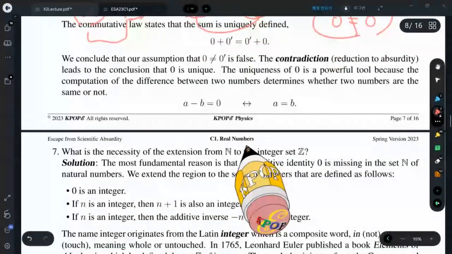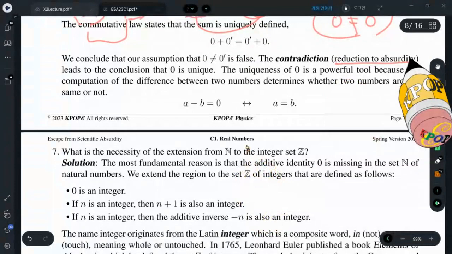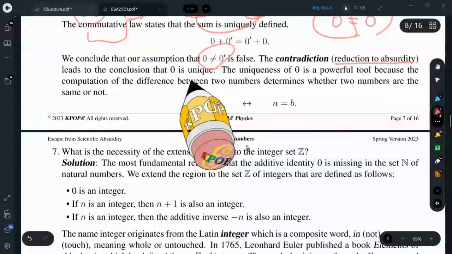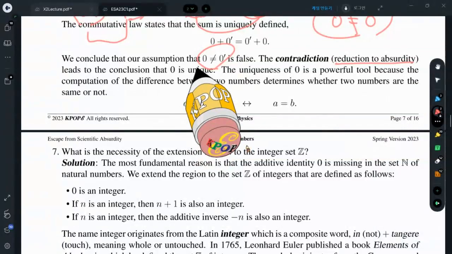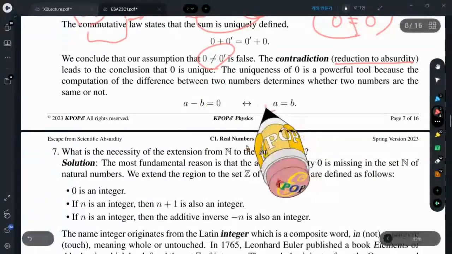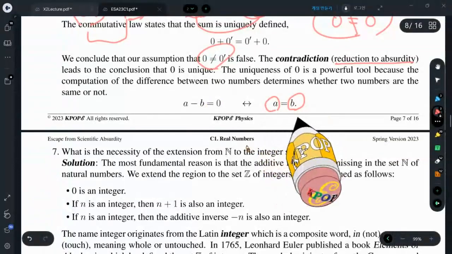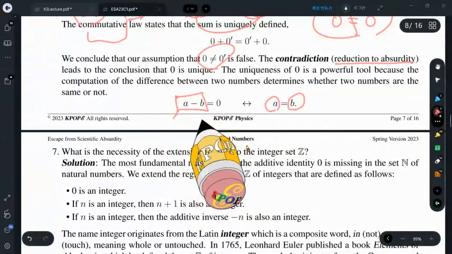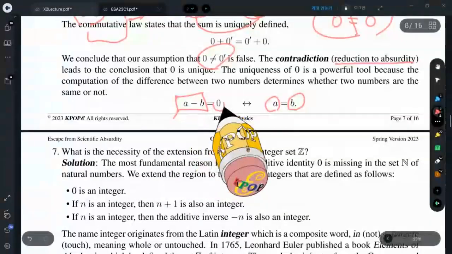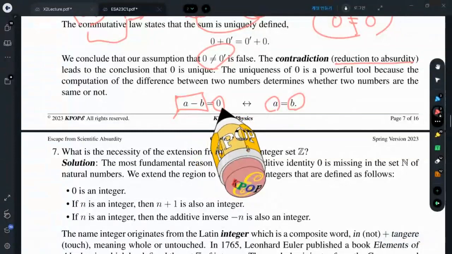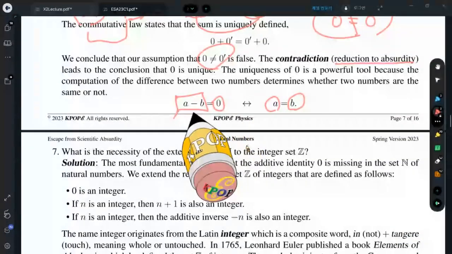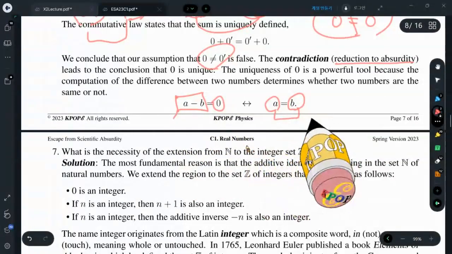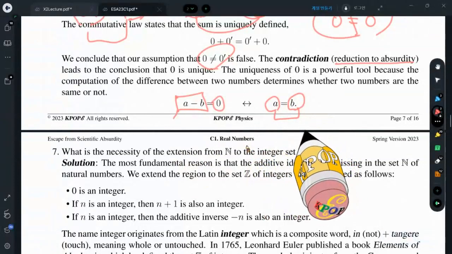Okay, reduction to absurdity. Because zero is uniquely defined, we can make use of this logic to identify whether two numbers are the same or not by subtraction. Easy way is to subtract two numbers and you find the answer. This is a zero. Because zero is unique, you can claim that the two numbers are uniquely defined. That means two numbers are the same. They are not different at all.